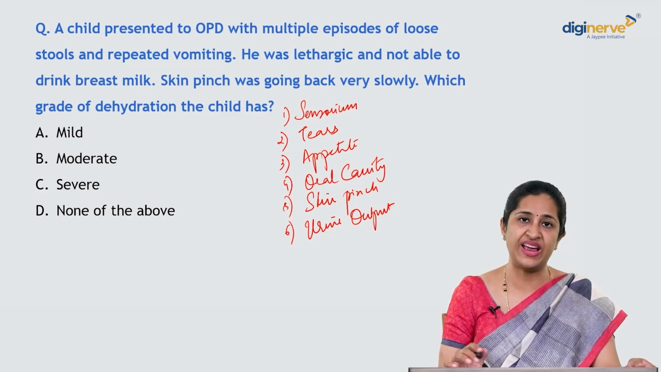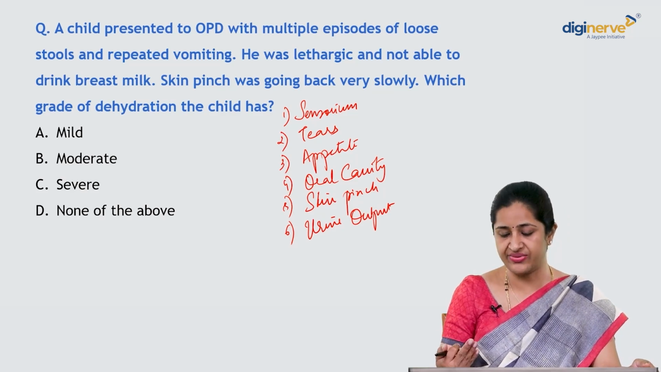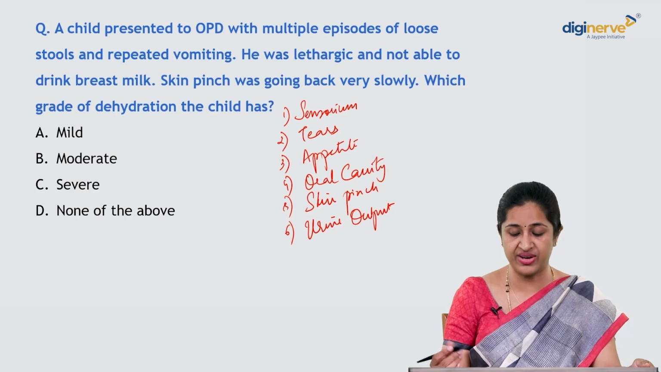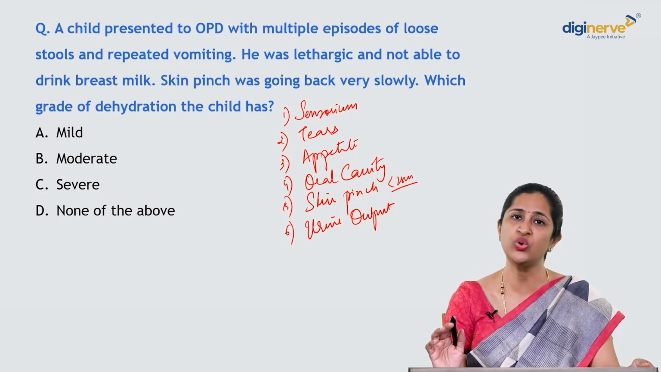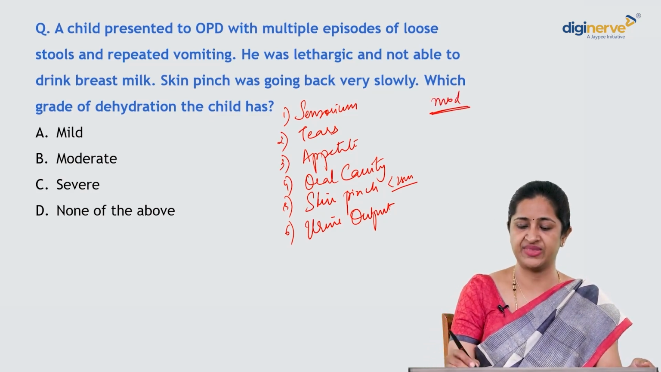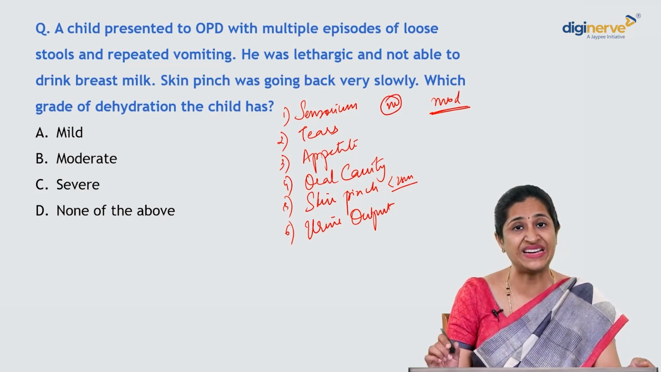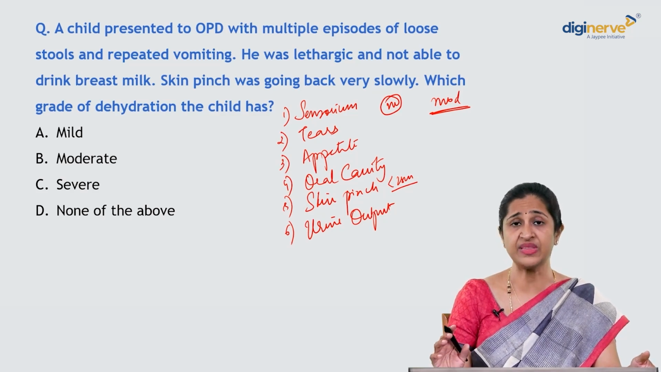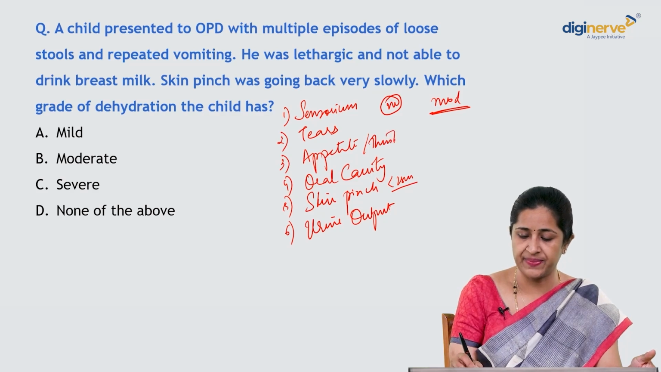A child who is well hydrated will have normal everything: normal sensorium, tears present, fair appetite, moist oral cavity, and skin pinch that goes back very fast, meaning in less than 2 seconds. Urine output is normal. That is a child with no dehydration. A child who is moderately dehydrated will have irritable sensorium, dry eyes without tears, and thirst.